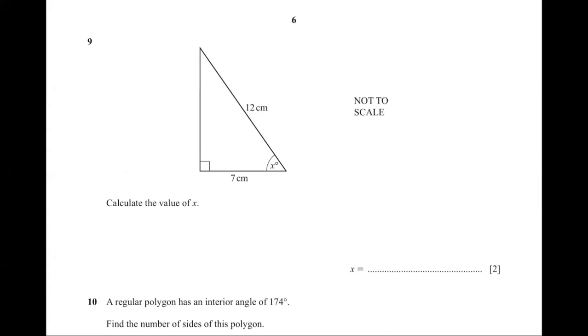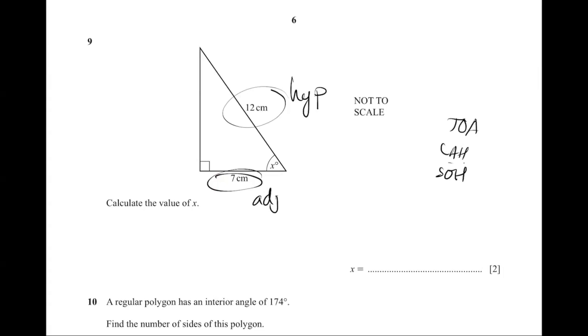Next, calculate the value of x. Here you need to use your trigonometry ratio, where you have the adjacent and the hypotenuse. You can only use it when you have a right angle triangle. So you write adjacent, hypotenuse, which is only cosine. Inverse cosine of 7 over 12 gives 54.3.